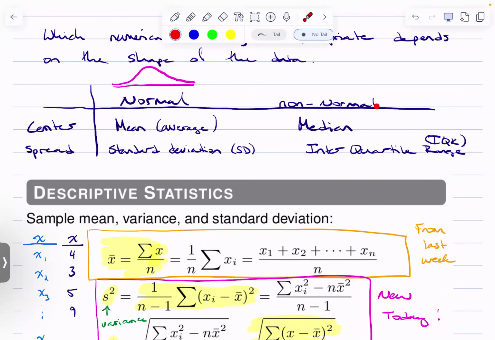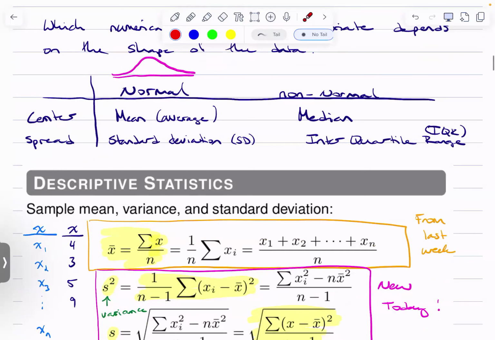So now I want to move into, well, what happens if I have a non-normal distribution? What if I'm talking about money or house prices? Anything money related tends to be skewed, usually skewed to the right. I still need a center and I still need a spread. And so now we're going to talk about how do I calculate the median and how do I calculate the interquartile range, and what are these things?